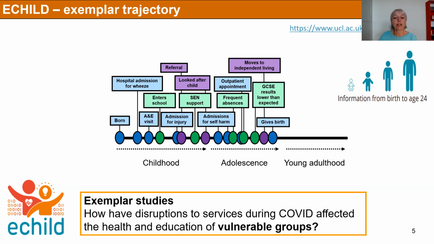These are focused on how disruptions during COVID have influenced education and health outcomes for particularly vulnerable groups of children. And we're defining vulnerability based on health characteristics such as chronic condition, education characteristics such as need for special educational needs, or contact with social care.